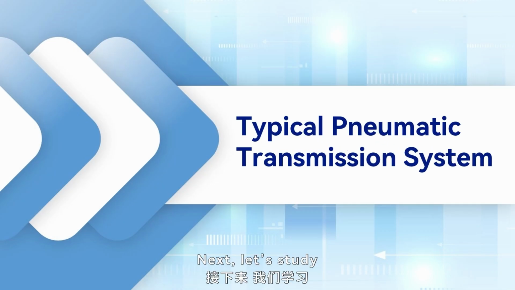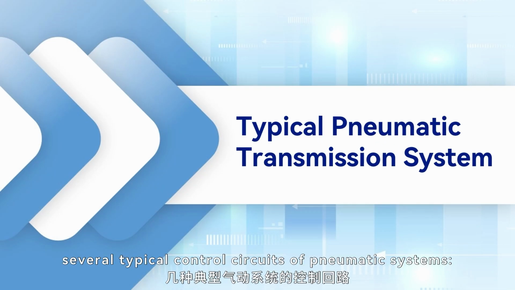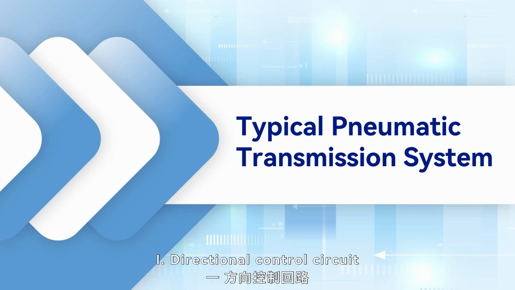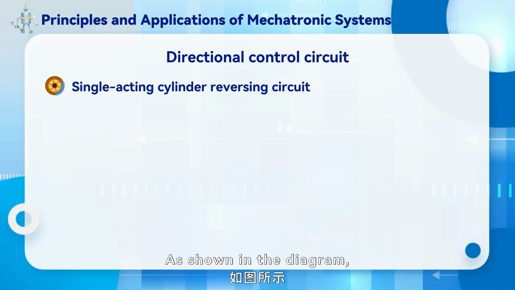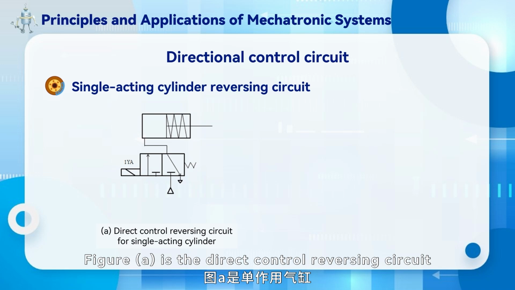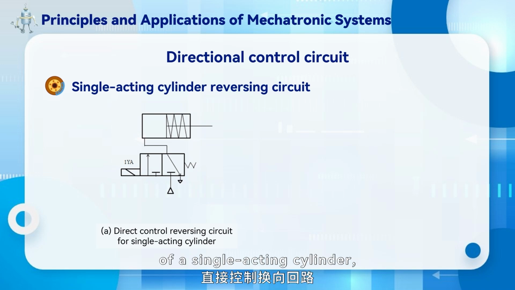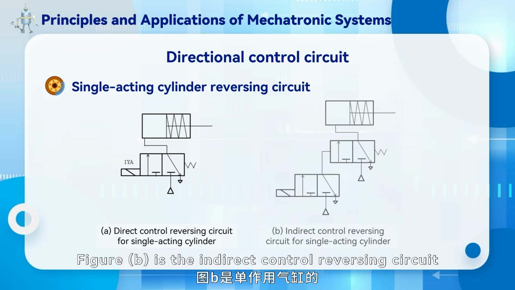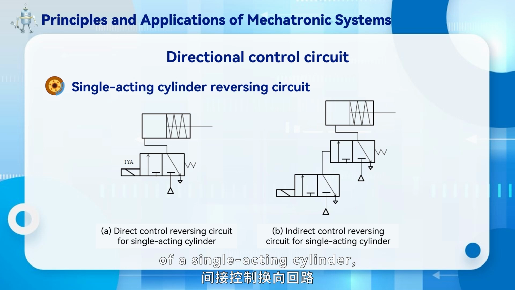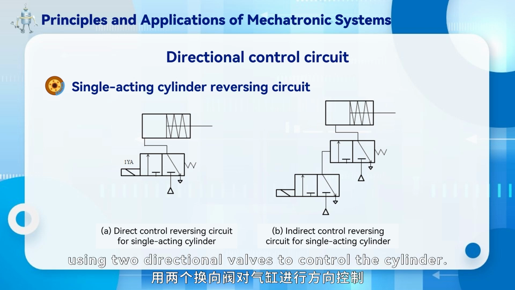Next, let's study several typical control circuits of pneumatic systems. 1. Directional control circuit. As shown in the diagram, Figure A is the direct control reversing circuit of a single-acting cylinder using one directional valve to control the cylinder. Figure B is the indirect control reversing circuit of a single-acting cylinder using two directional valves to control the cylinder.